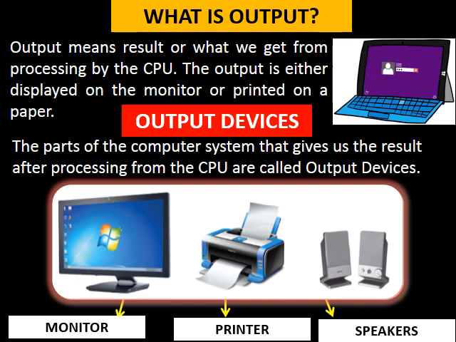Now, output devices. The parts of the computer system that give us the result after processing from the CPU are called output devices. First, monitor, second, printer, and third is speaker.